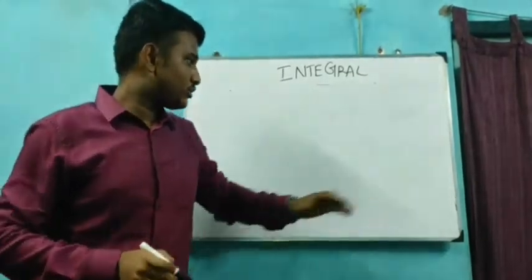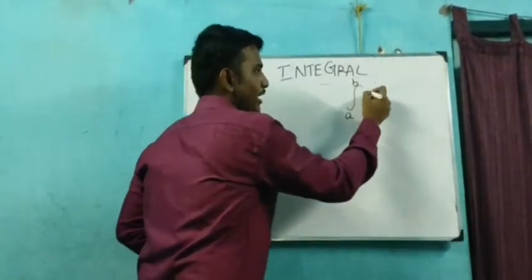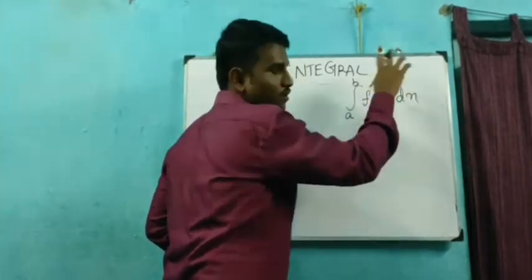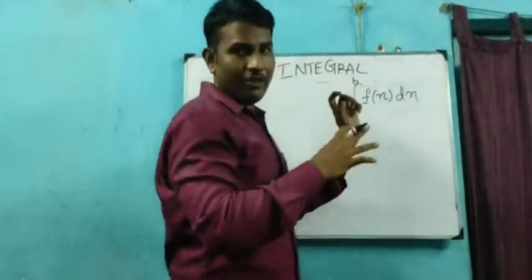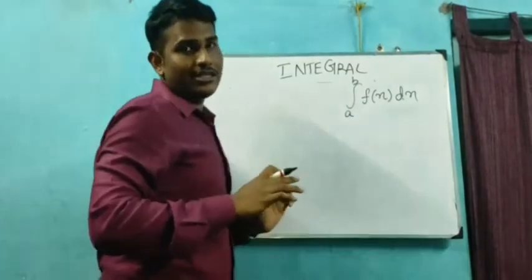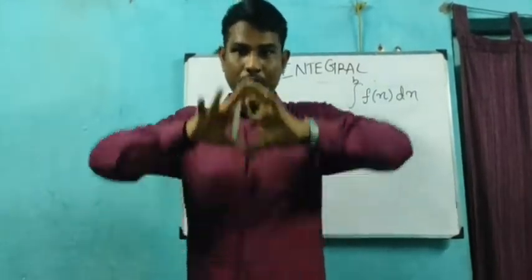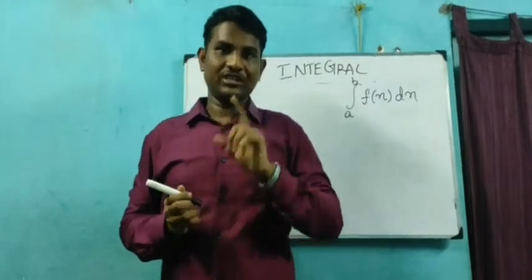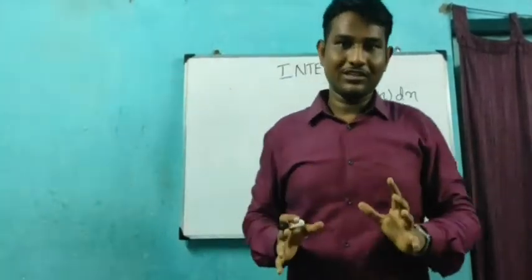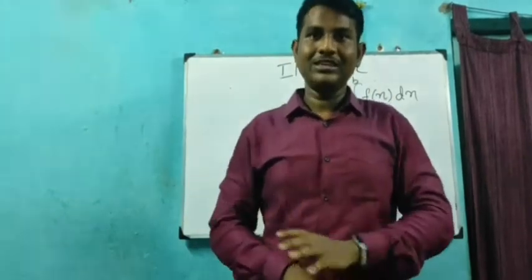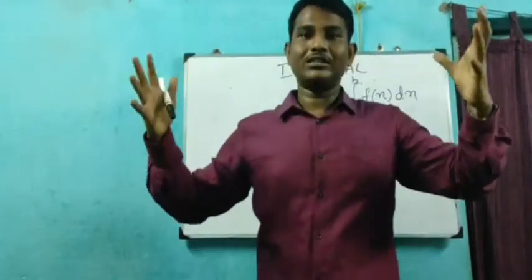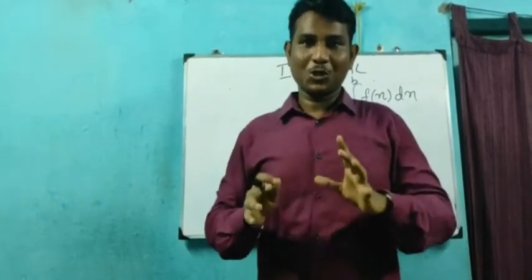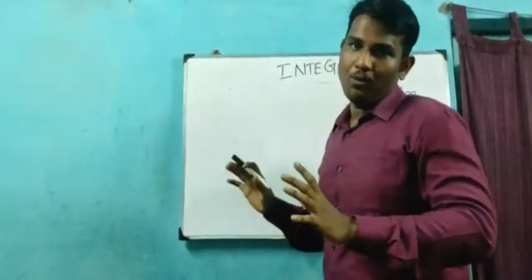Before going to this concept, integration from a to b of f of x dx, this type of integration has some names: definite integral, indefinite integral. We don't want to go that much further. First, we have to clear the foundation. For example, suppose you are going to build a big bungalow. First thing, the main and important thing is the basement, the foundation. The foundation should be very strong, then only will the bungalow be constructed very big and very strong. So foundation is very important.